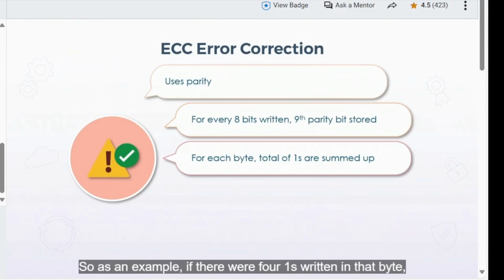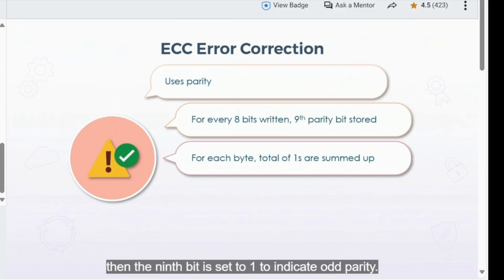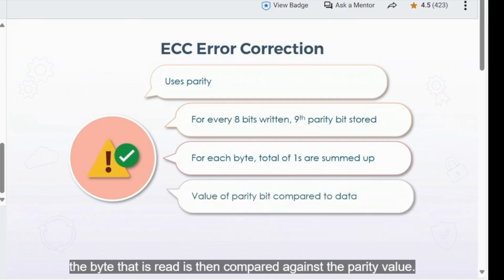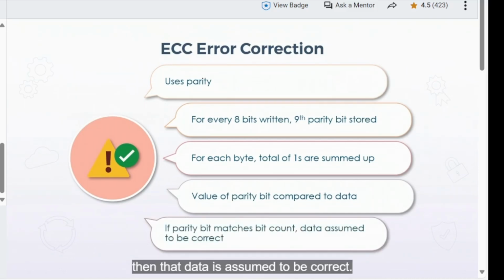So, as an example, if there were 4 ones written in that byte, then the 9th bit is set to 0 to indicate what's known as even parity. If there were 5 ones in the byte, then the 9th bit is set to 1 to indicate odd parity. Now, that in itself doesn't provide any error correction, but when that same data is read, the byte that is read is then compared against the parity value. So using our first example of even parity, when the data is read, if the number of ones read produces an even number, and the parity bit is set to even, then that data is assumed to be correct.